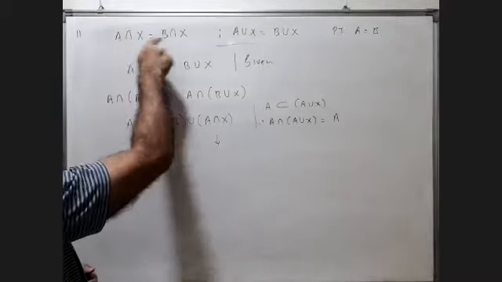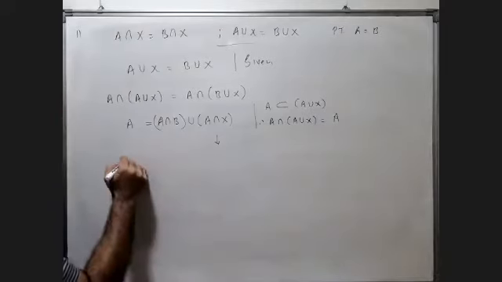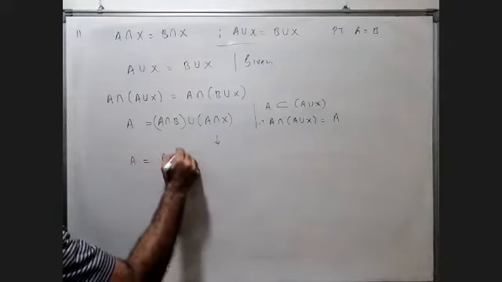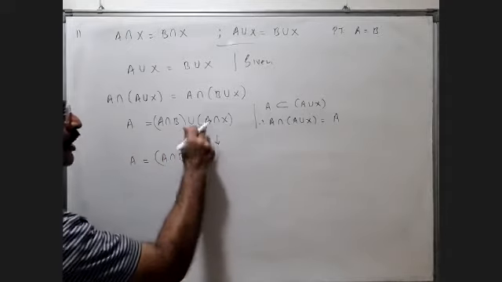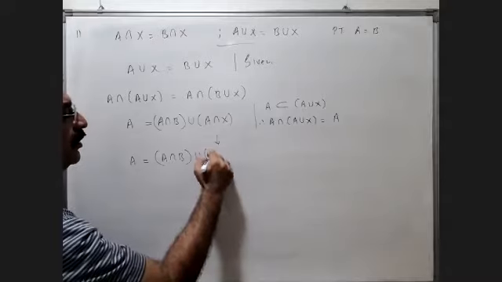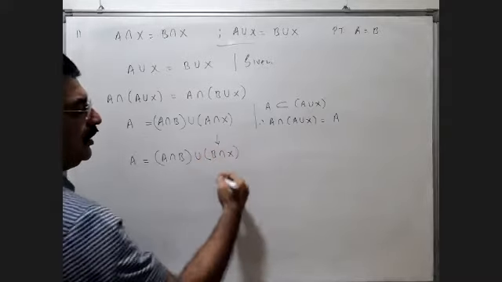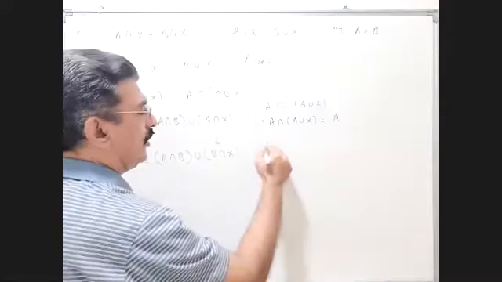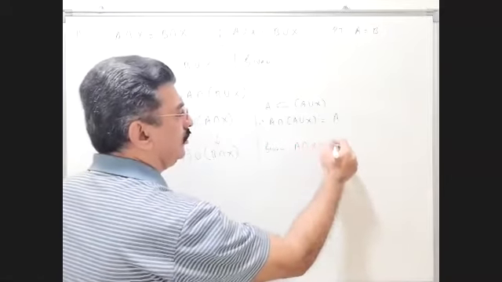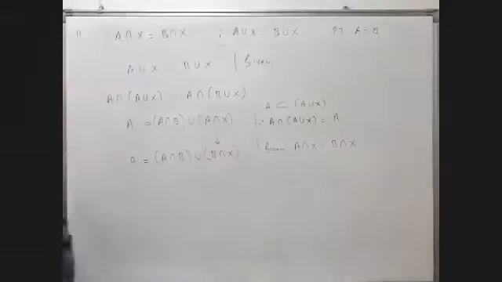Because A intersection X is equal to B intersection X, we replace it. A is equal to A intersection B union, and this A intersection X can be replaced with B intersection X. Reason: given. A intersection X is equal to B intersection X. That is given.